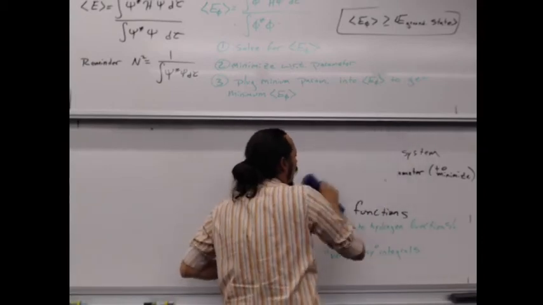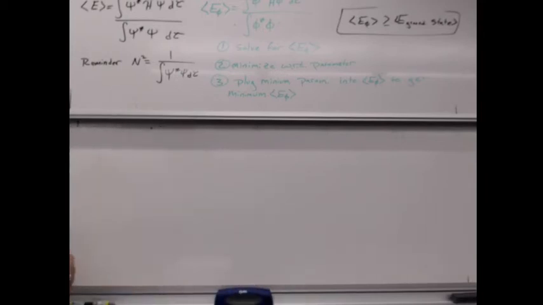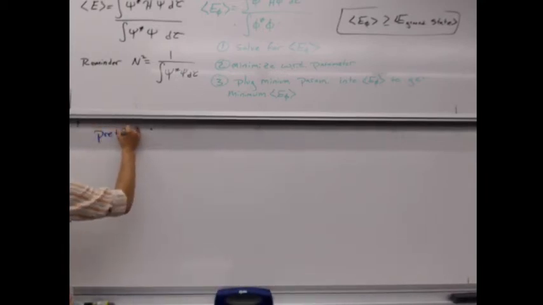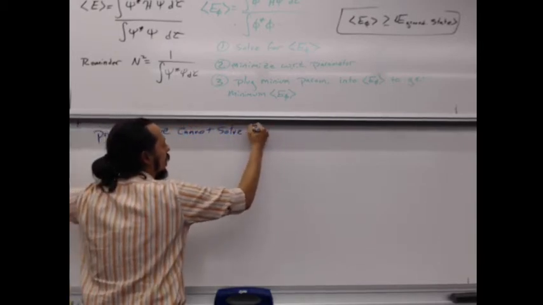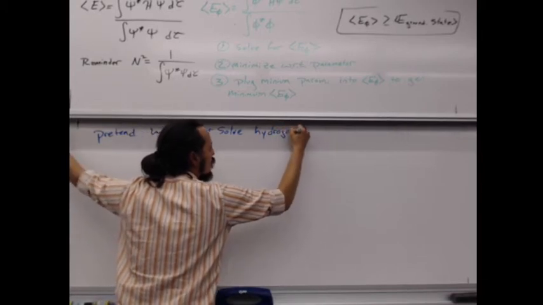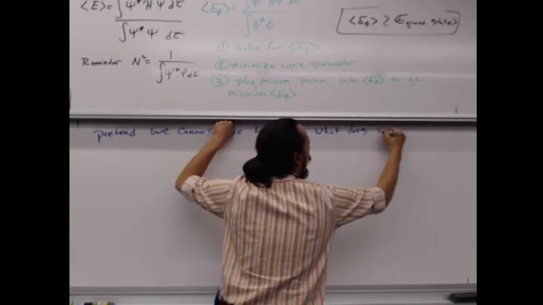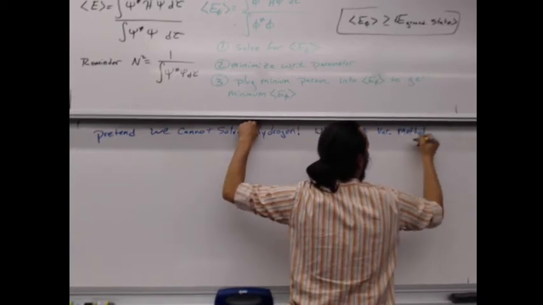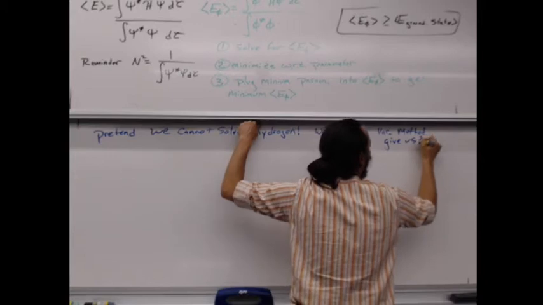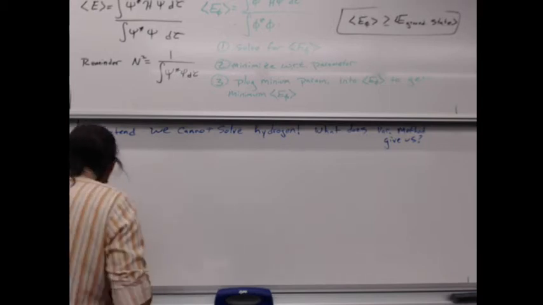So I want to pick something that's easy to integrate. I'm going to say, pretend with me. So this is also called the variational method. Variation of parameters, variational method. So let's pretend we can't solve the hydrogen. What does the variational method give us?